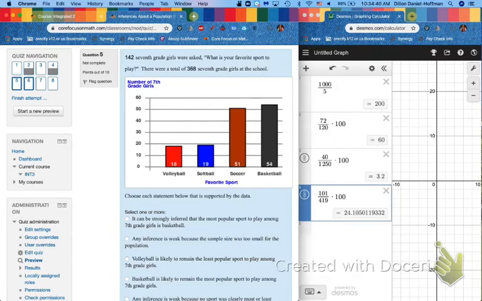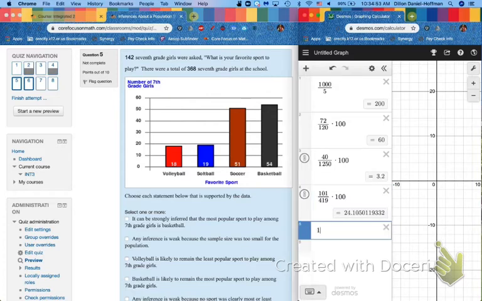All right, number 5. 142 7th grade girls were asked, what is your favorite sport to play? There are a total of 368 7th grade girls at the school. Okay, so 142 out of 368. Let's check that right off the bat. Is that at least 20%? Yep, 38.5%, so sample size is good.